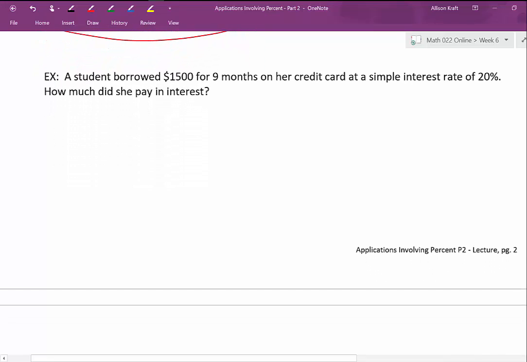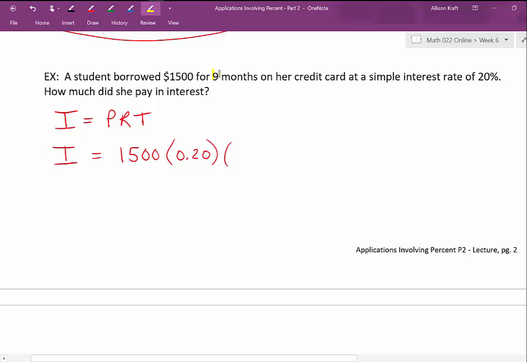Our next example says a student borrowed $1,500 for 9 months on her credit card at a simple interest rate of 20%. How much did she pay in interest? Simple interest is the principal times the rate times the time. The principal is $1,500 times an interest rate of 20%, again written as a decimal, times the time.